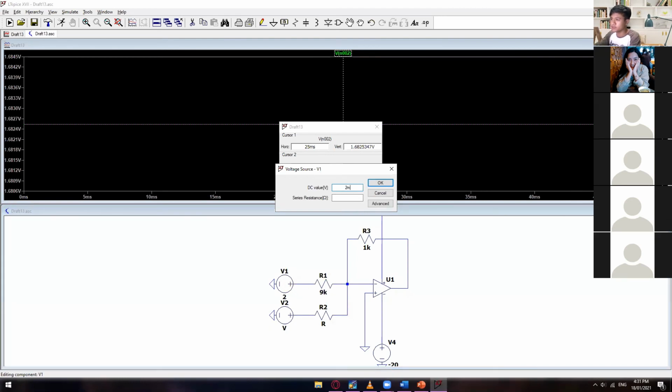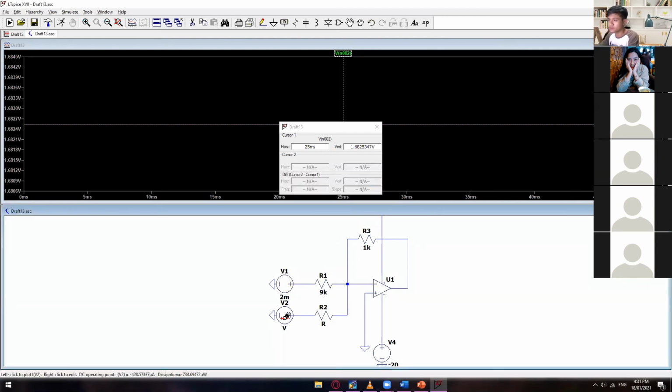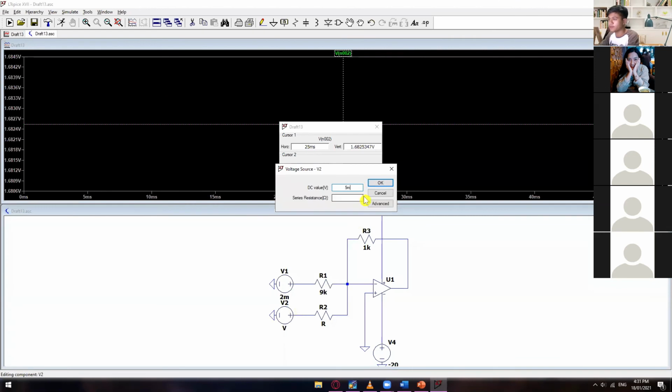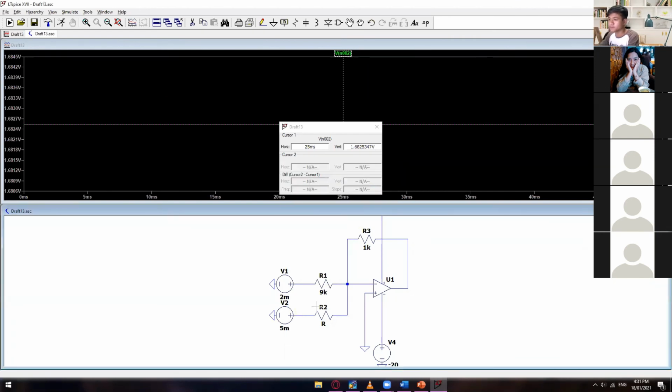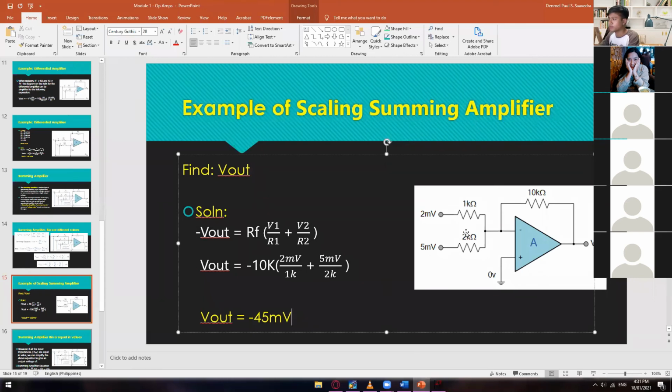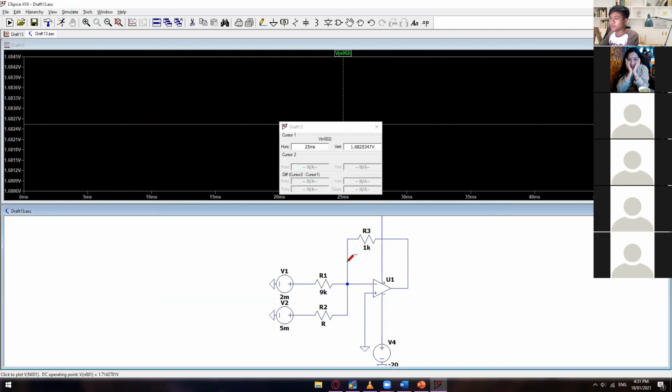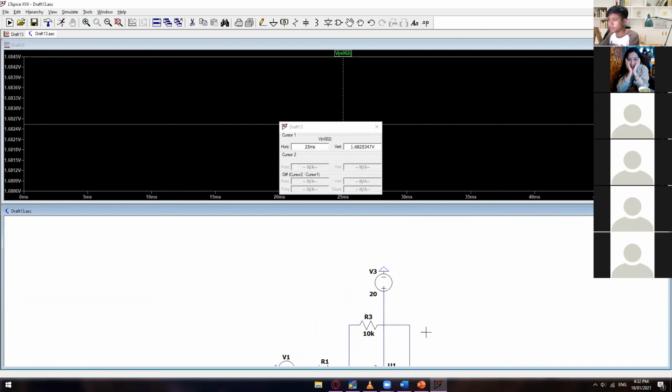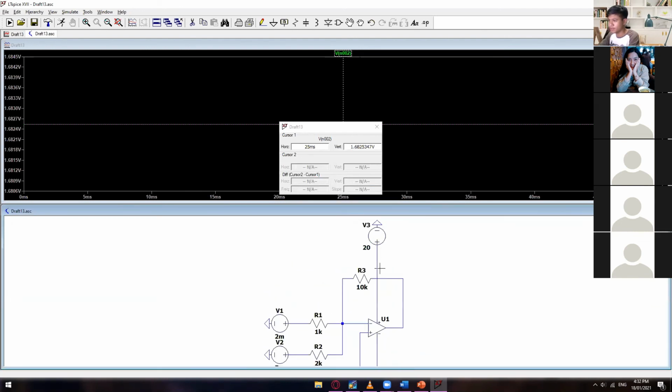So 2 millivolts and then 5 millivolts. Right? And then 1K, 2K, 10K. And then I will not make changes on our rail voltages.